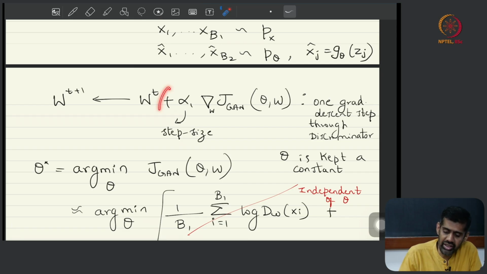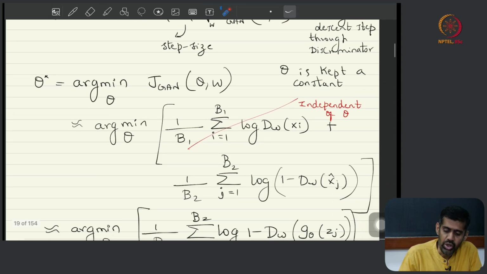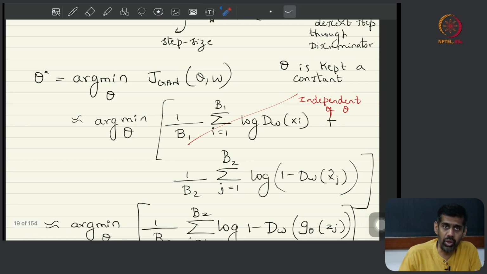You note that there is a plus here because we are solving the maximization problem. Okay, so that is how you do one step through the D_w network or the discriminator network. So once we have done that one step through the discriminator network, the other thing that we have to do is solve the outer optimization problem, which is a minimization problem with respect to theta.